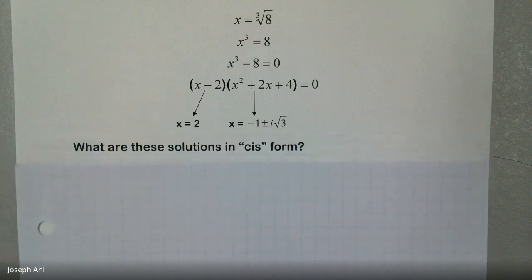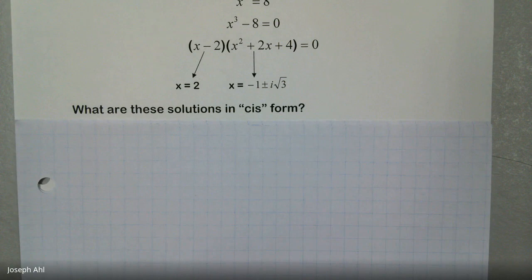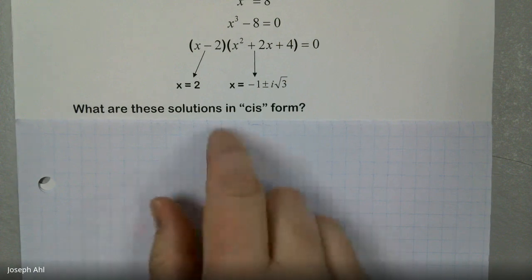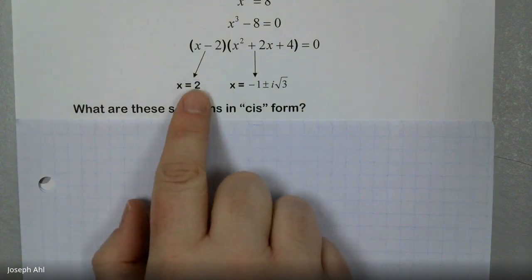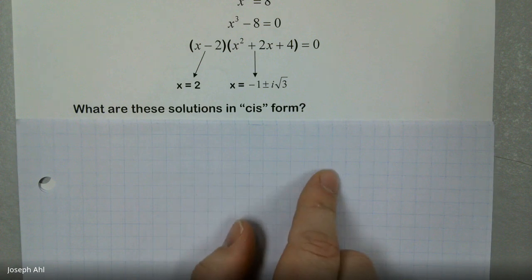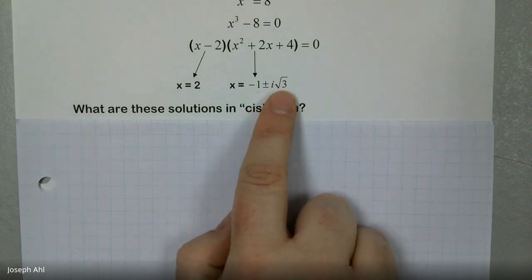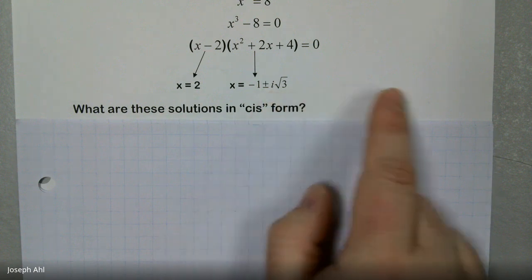So what I want you to think about is, what are these solutions in cis form, or that polar form we've been working with throughout this whole unit? I'm hoping 2 is kind of easy to visualize, right? 2 would just be 2 to the right, so that's going to be 2 cis 0. But for the other 2, you might have to draw a picture and set those up.